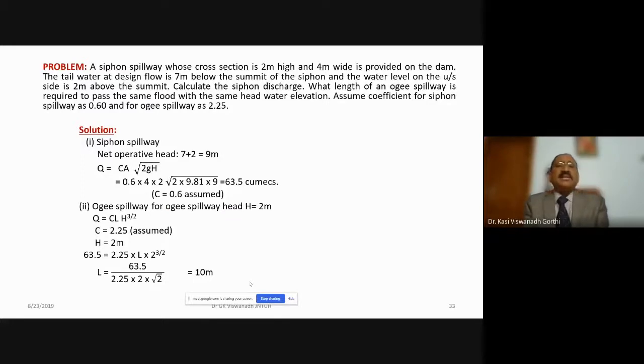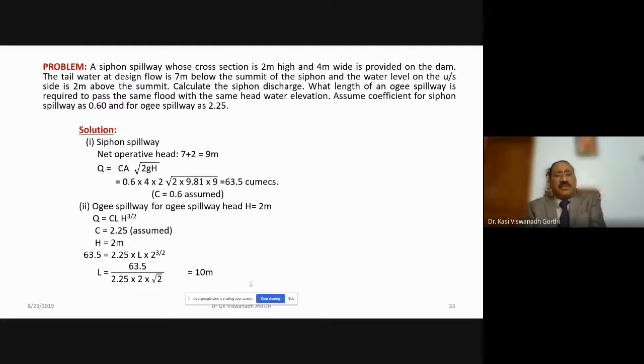Another problem. A siphon spillway whose cross section is 2 meters high and width 4 meters is provided on a dam. The tailwater at the design flow is 7 meters below the summit of the siphon, and the water level on the upstream side is 2 meters above the summit. Calculate the siphon discharge. What length of an Ogee spillway is required to pass the same flood with the same headwater elevation? Assume the coefficient for the siphon spillway is 0.6 and for the Ogee spillway it is 2.25.